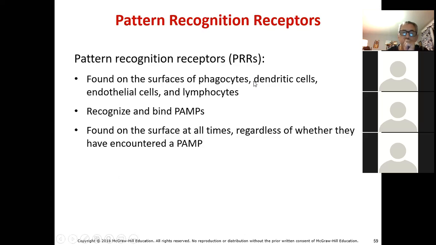So our immune cells mainly have pattern recognition receptors for foreign antigens. But we also have these on our endothelial cells. Our white blood cells and the phagocytic cells have these molecules. They will recognize and bind to these pattern associated molecular pattern receptors. They are found on the surface at all times, regardless of whether they've encountered an antigen or not. So we always have these pattern recognition receptors on our immune cells. That's how they surveil our system for antigens.